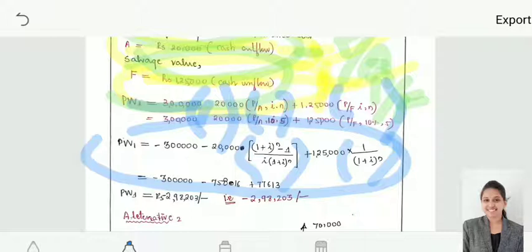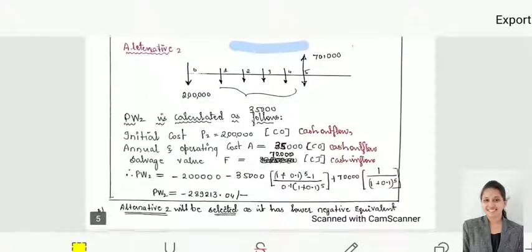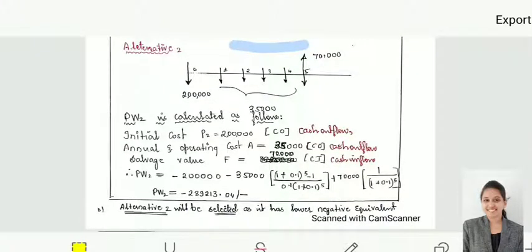Okay, thus solving the above, the present worth of the first alternative will be minus 2,98,203. Now we'll check the alternative 2 in a similar way. How we have done alternative 1, similarly we have to do it for alternative 2 also.